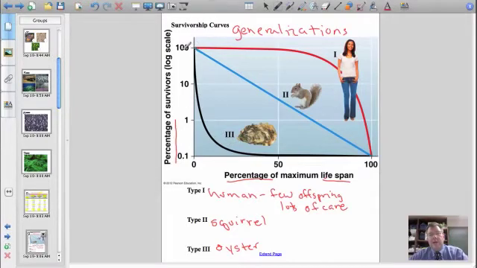You start off with 100% survivorship at birth, and then very, very rapidly, by say 25% of maximum lifespan, you're looking at maybe 0.3% of the individuals that were born still alive at 25% of the maximum lifespan. So most of the babies that are born are going to die very, very early.